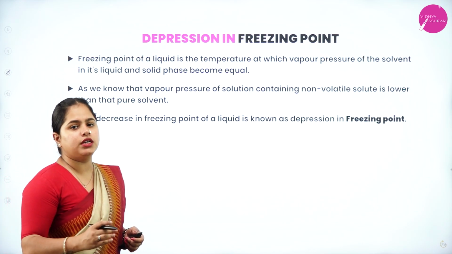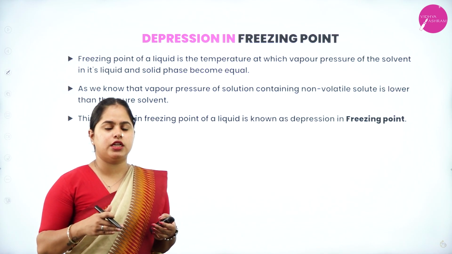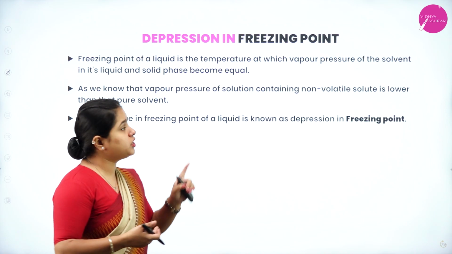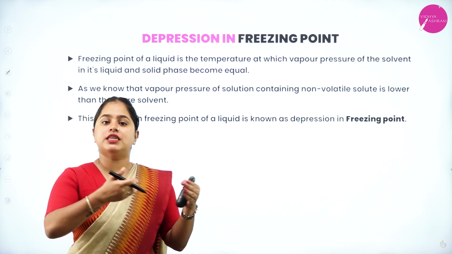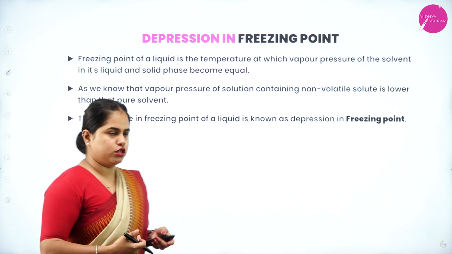So again the same condition we are going to take, that is a pure solvent is present. Once we add the non-volatile solute, now what is going to happen to the freezing point? So there will be a depression in freezing point. That means the freezing point of the solution will be lesser than that of the pure solvent, right?